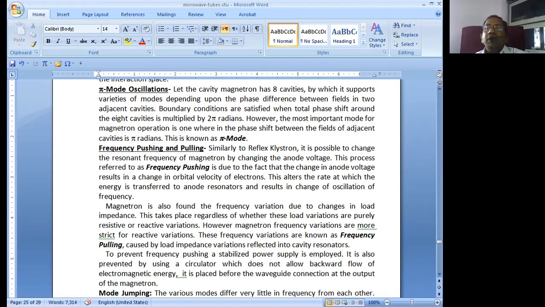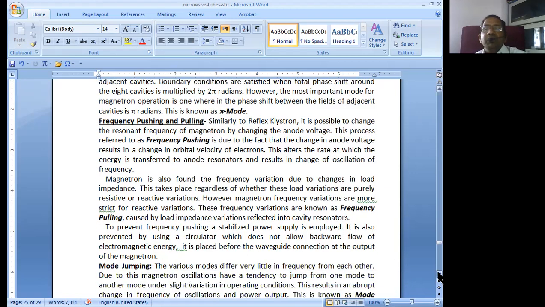Now here the frequency variations are going to be more severe for reactive variations. If the reactive components in the magnetron are changing, that means if the inductive property of the cavity is changing and the capacitive property of the cavity is changing, then the frequency variation is also going to be more. So these frequency variations are known as frequency pulling, caused by the load impedance variations reflected into the cavity resonators.